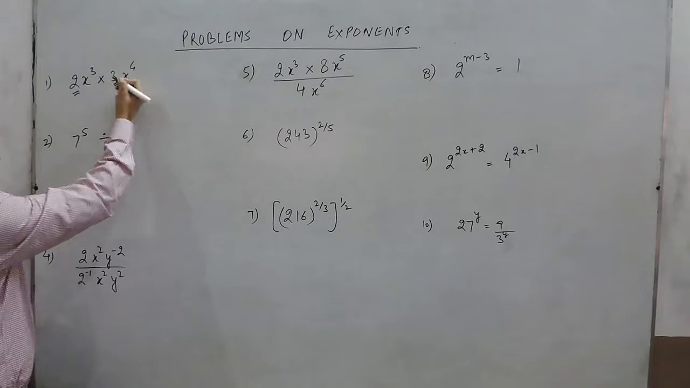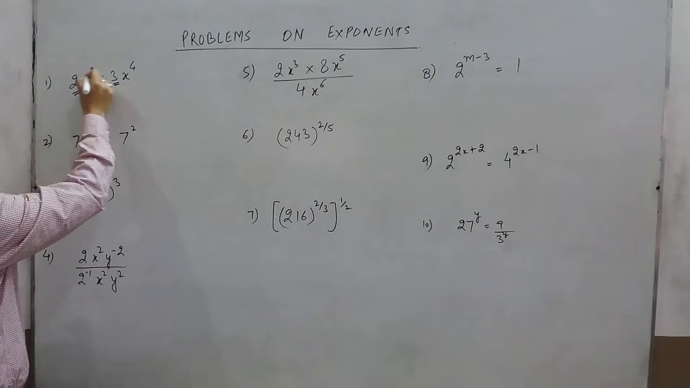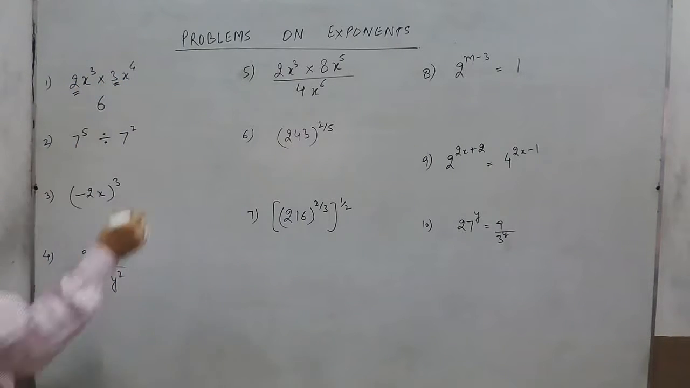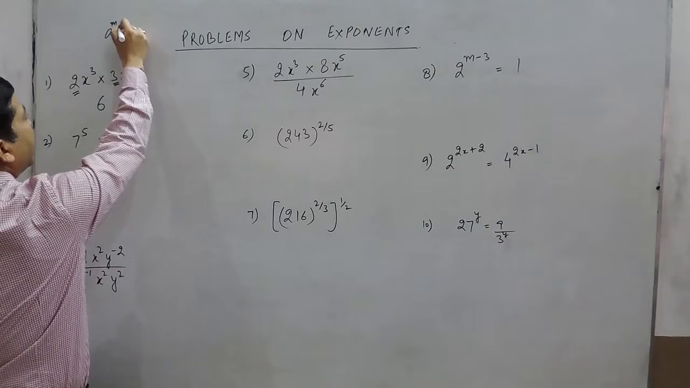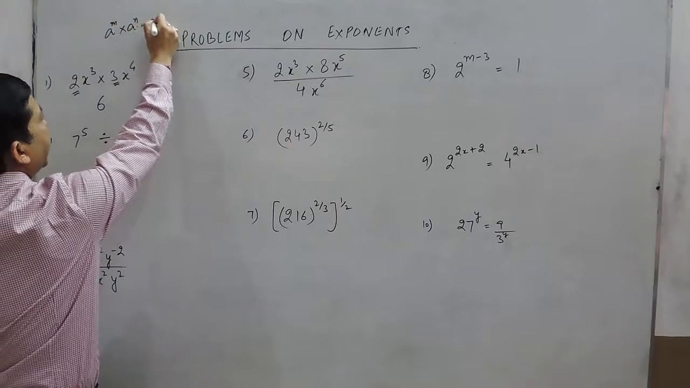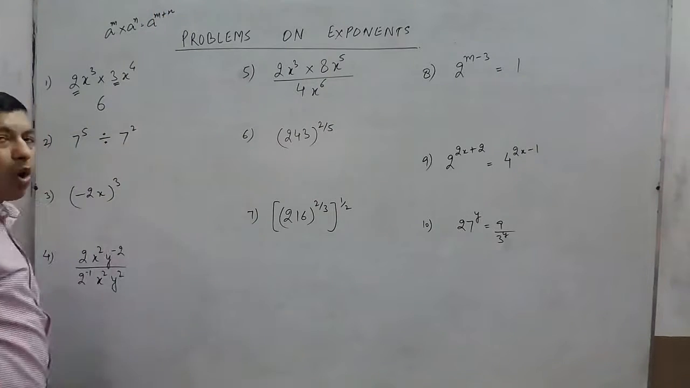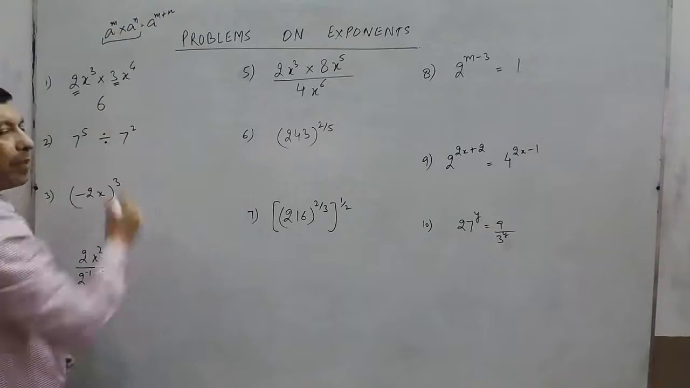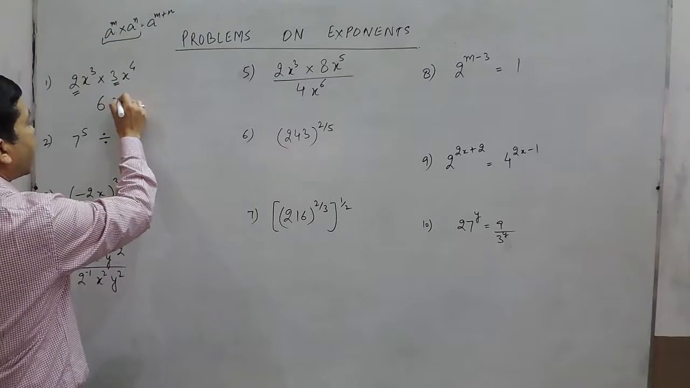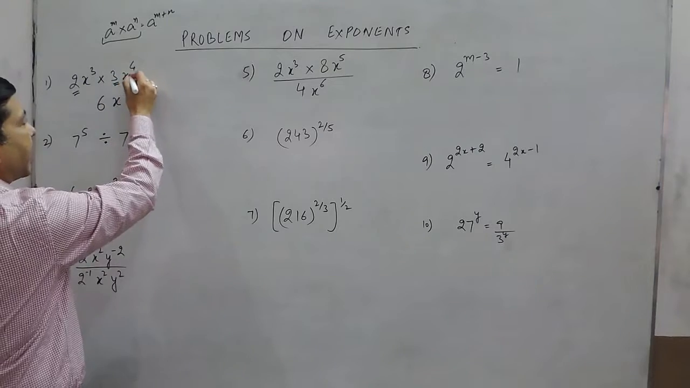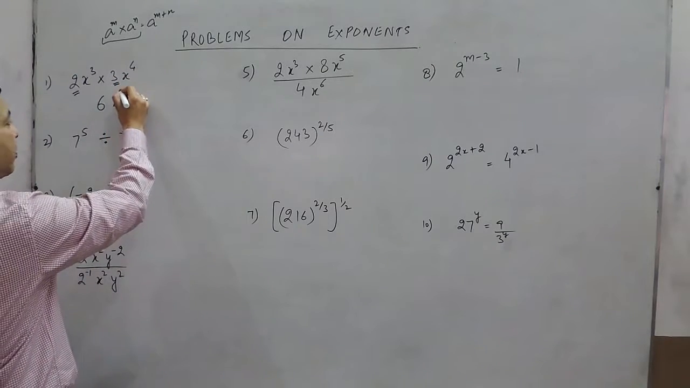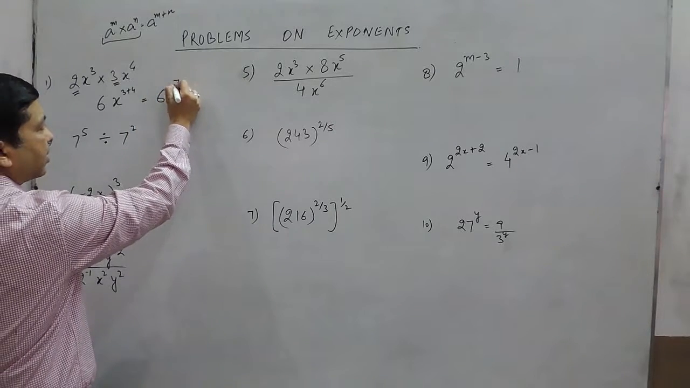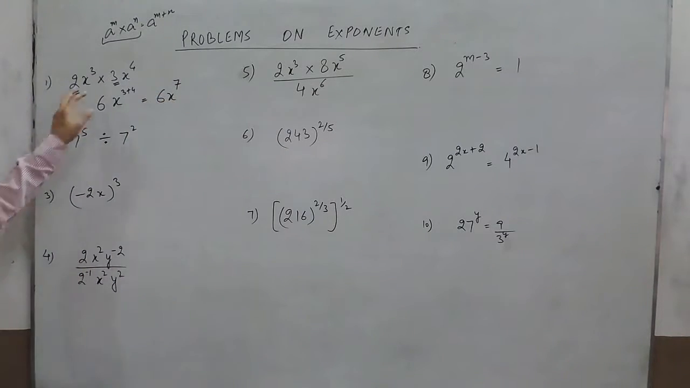This is basically the numerical coefficient. This has to be multiplied by this, so it comes out to be 6. And we already know that a to the power m into a to the power n is a to the power m plus n, or the power has to be added when the terms are in the multiplication format. So here x to the power 3 has to be multiplied by x to the power 4, so it will become x to the power 3 plus 4, and that means 6x to the power 7. This is the correct answer for this question.